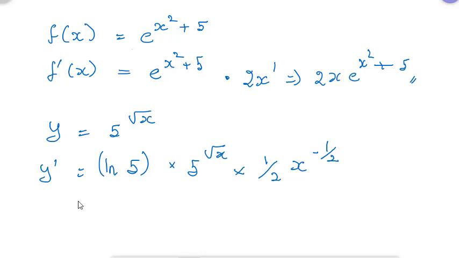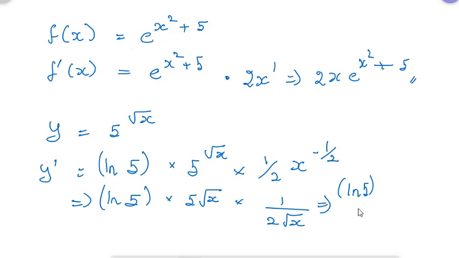Now I have to rearrange it. First I write the 5 power root x the same. The third thing, it was 1 by 2 x power of minus 1 by 2, which I write as 1 by 2 times root x. Now rearranging, ln 5 times 5 power root x over 2 root x. So that's the finalized answer for the question.